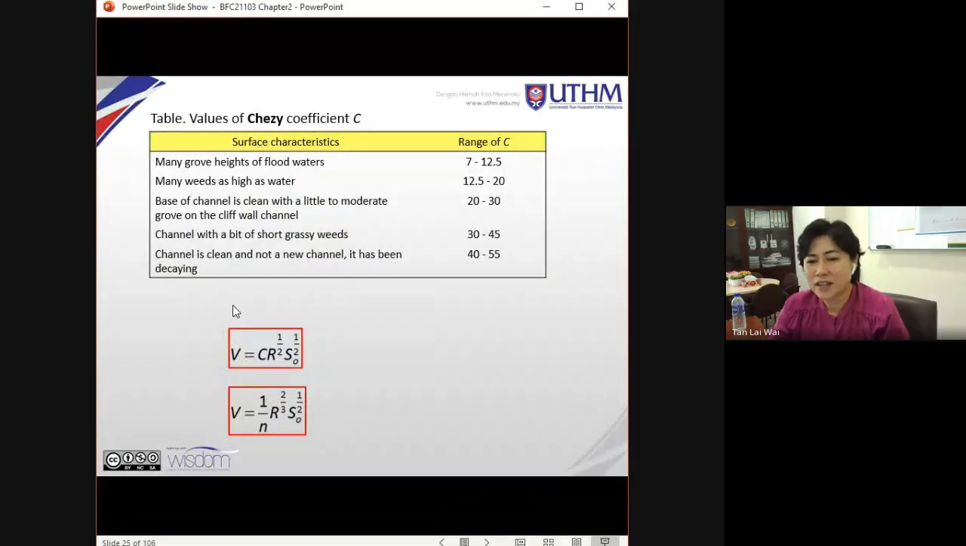Now you see, the Chezy coefficient is directly proportional to the velocity. You can imagine that if the channel is smooth, the flow would be very fast because there is less friction on the side and bottom. However, for Manning, the roughness coefficient is inversely proportional to the velocity. If the channel is very rough, your Manning coefficient is higher. When the Manning coefficient is higher, your velocity is going down. That means the rate of discharge is slower. So it's inversely proportional.